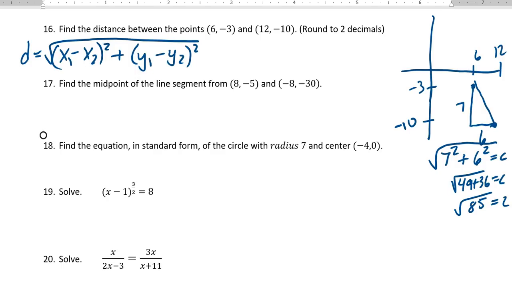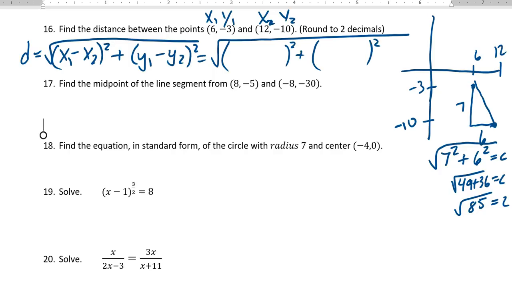But if you want to use the distance formula, you can. Use the same idea. It's the exact same principle. That's where the distance formula comes from. So we just label our points, x and y, and we choose one to be 1 and one to be 2. It doesn't matter which one's which. And then we evaluate x1 for 6 and x2 for 12 and y1 for -3 and y2 for -10. So you're just finding the difference between those two values.